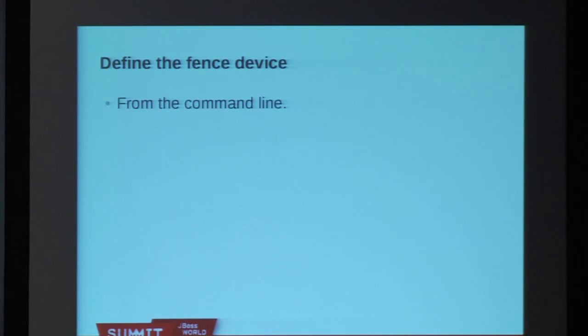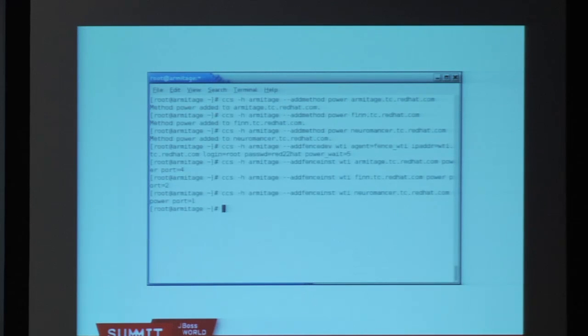Now we can do exactly the same thing that you just saw me do from the web UI, from the command line. And again, these slides will be available on the Summit website, but the syntax is pretty simple. You use CCS, connect to one of the nodes, say add method power to the server called Armitage. So I've added the method, and now I actually create the fencing device here. So CCS add fence dev WTI, put the agent fence WTI, the IP address, the login, the password, and the power wait. And then I associate each one of the nodes.